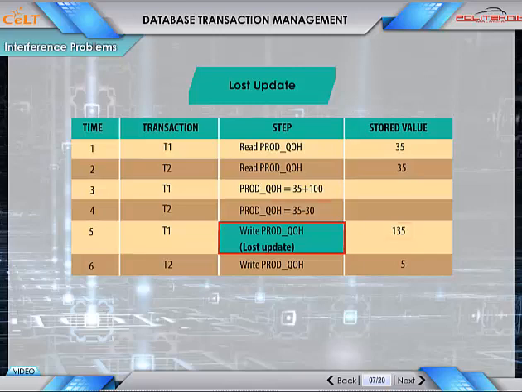In this example, the stored value is 35, which then has 100 added to it and is now 135. When the second transaction takes place, this value is decreased by 30 and becomes 105, which overwrites the first transaction's value of 135.